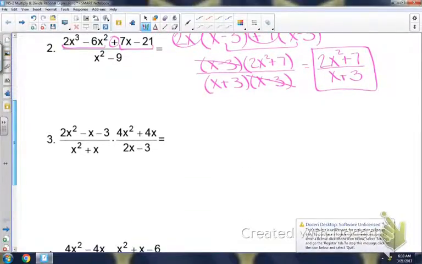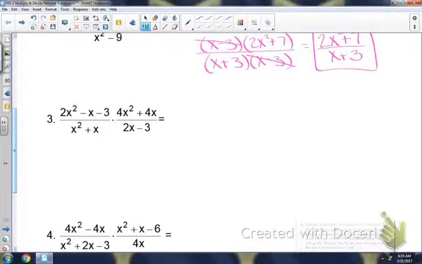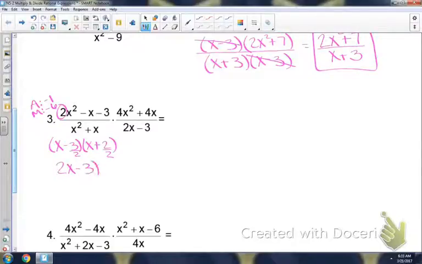Okay, looking at 3, notice we're just adding another fraction in there. We're multiplying them. You're still going to do the same thing as you did on number 1 and number 2. You're going to factor the tops, factor the bottoms, and then we're going to see if we can simplify from there. So I'm looking at this first top. I'm going to add to negative 1, multiply to negative 6. So that would be negative 3 and positive 2. But we're having to use the swing method. So that would be 2x minus 3 and x plus 1.